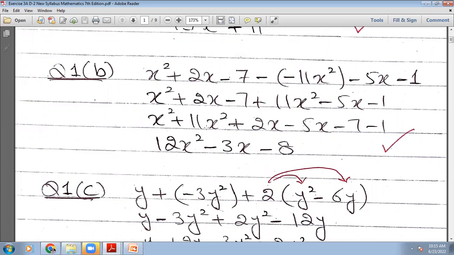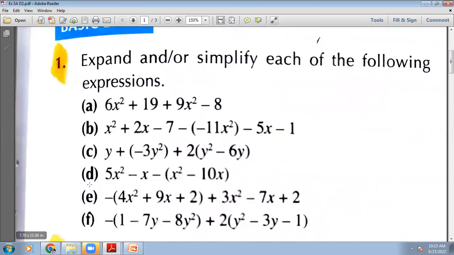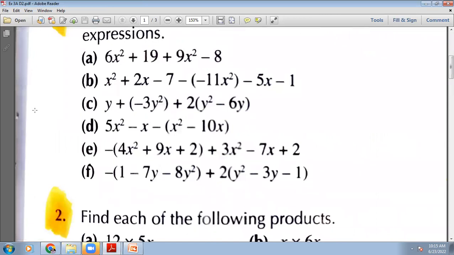Because these are like terms, they have x squared in it, so they will be added. The coefficients will be added. Its coefficient is 1, so 1 plus 11, that will be 12x squared, plus 2x minus 5x, you will have minus 3x. Minus 7 minus 1, it will be minus 8. I have already checked these answers. If I put a tick there, it means I have checked the answer from the book.